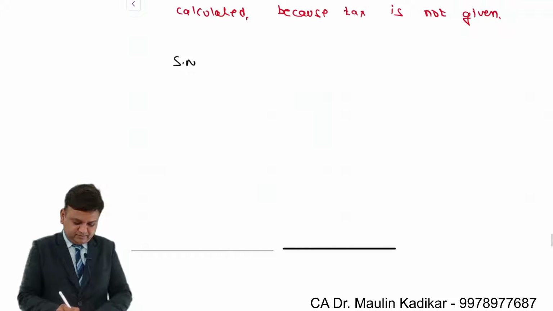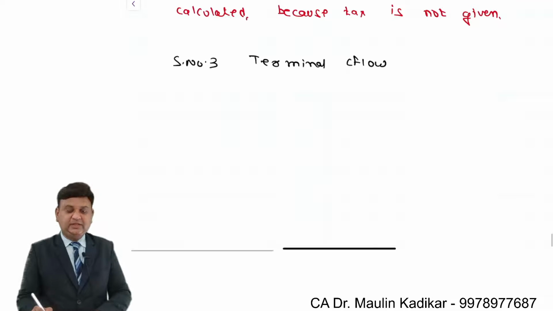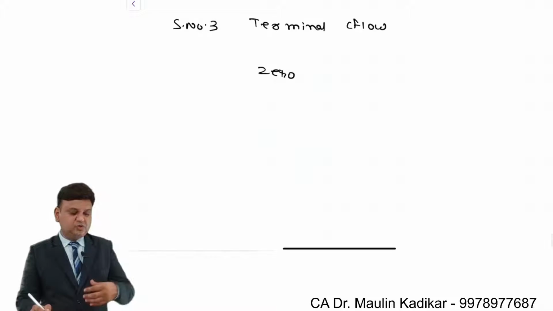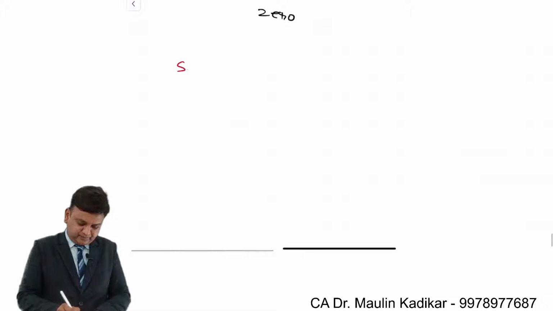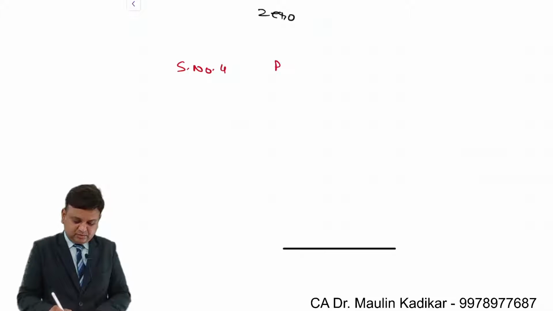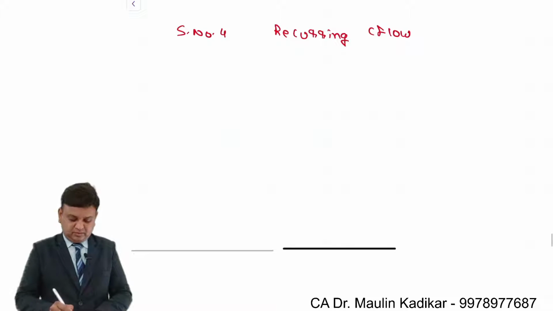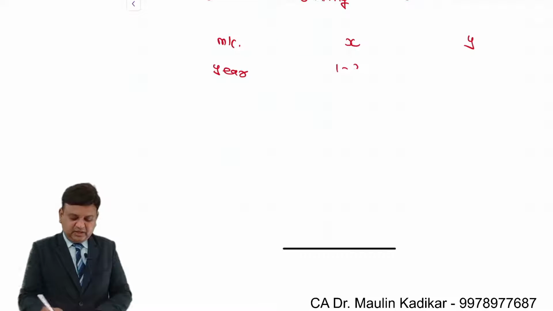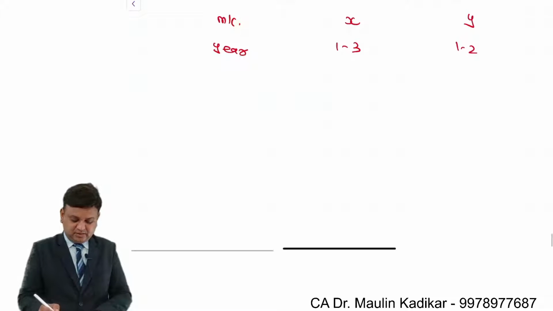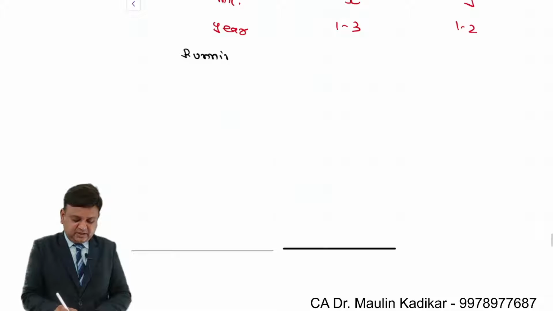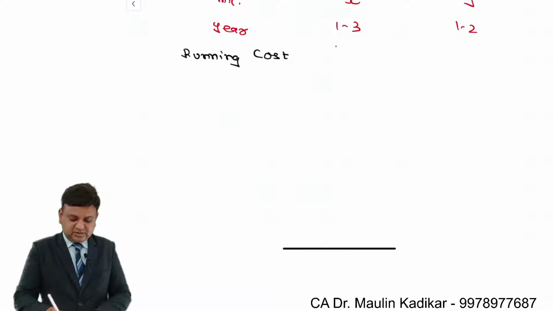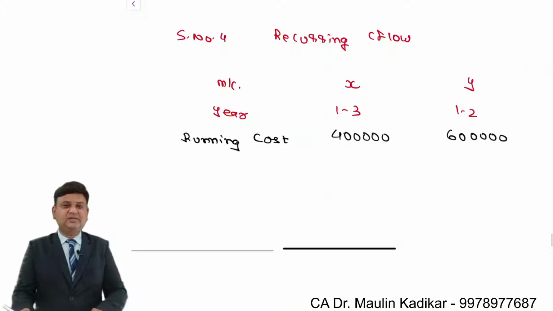Step number 3, terminal cash flow. It is again 0 because no scrap value of the machinery is given. Step number 4, recurring cash flow. For machinery X and machinery Y, year 1 to year 3 and first and second year. Running cost is the only recurring cash flow. Running cost is 4 lakh rupees per year for X and 6 lakh rupees per year for Y. That is the only recurring cash flow.